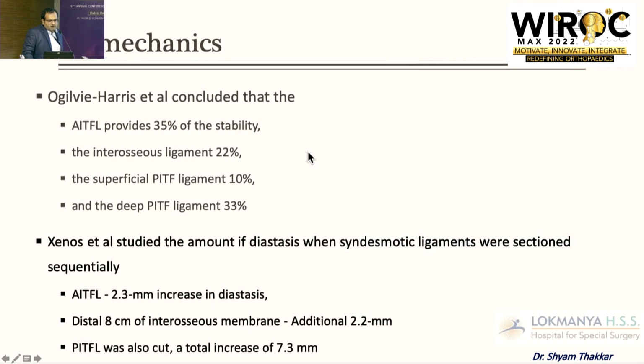So Harris et al. concluded the stability is 35% by AITFL, 22% by intraosseous, and the rest 43% by the PITFL. Xenos et al. had studied this; they transected the syndesmosis sequentially, and they found that after AITFL there is a 2.3 millimeter increase. After the intraosseous membrane, there is an additional 2.2 millimeter, and with PITFL, there is a total increase of almost 7 millimeter.